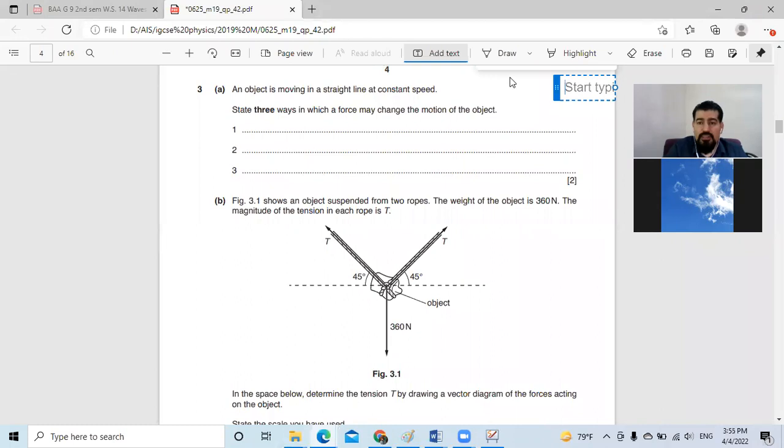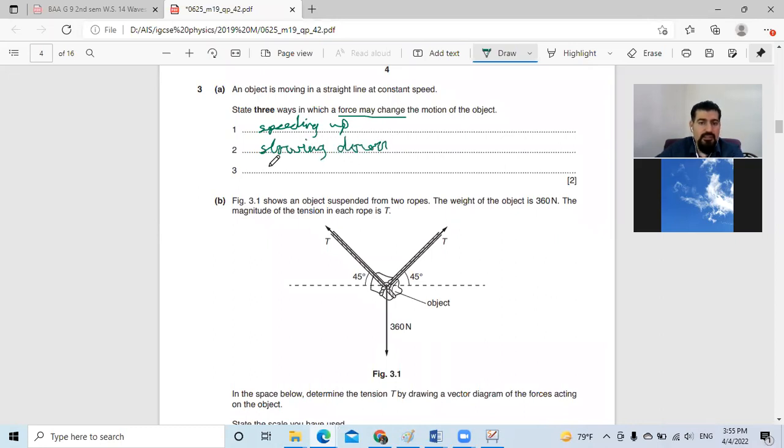Now we know that any force acting on any object can do two things. It can change the motion of the object, or it can change the shape of the object. The motion of the object can be changed in 3 different ways. One of them, speeding up. Yes, exactly. The other one is slowing it down. And the third way is what? Change the direction of motion.